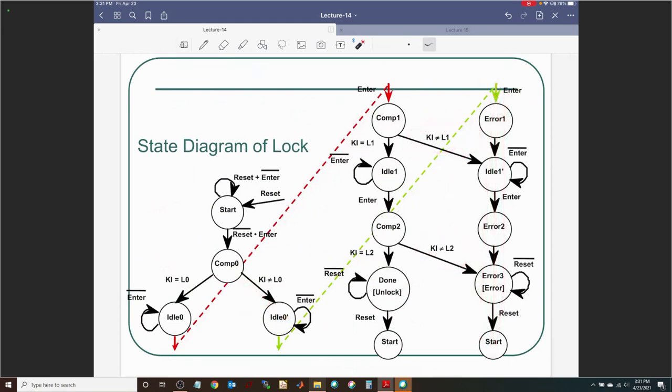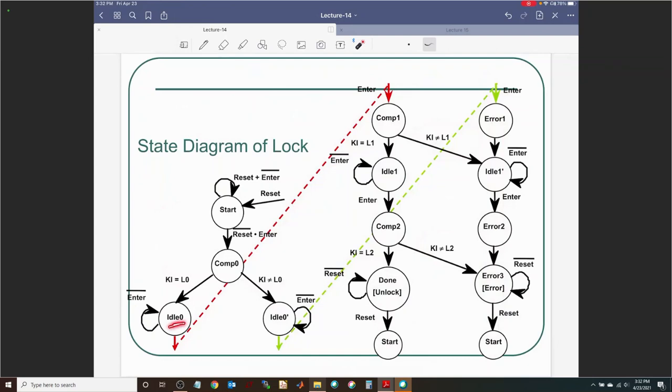But even if you jump to the other path, your steps are the same. You will go to idle one and you will go to done in the good path, but you will indicate error in the other path. But that only happens after all the three positions have been identified. You guys see that? All right, so let's see.